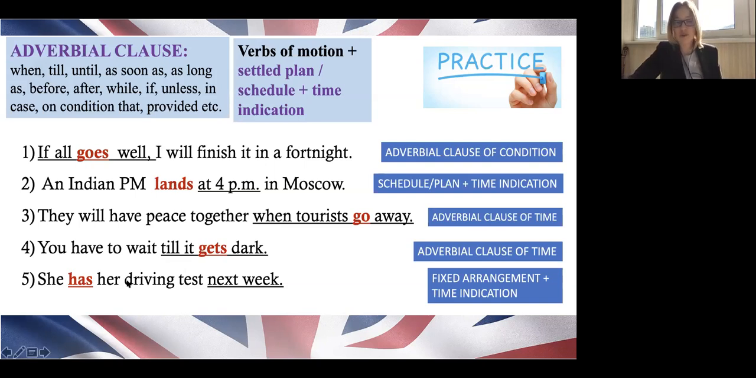And the last example about the driving test next week with the verb has, because we have she as the subject, is connected with a fixed kind of arrangement. And we also have the time indication here, when, next week.